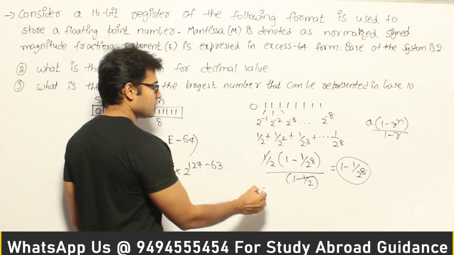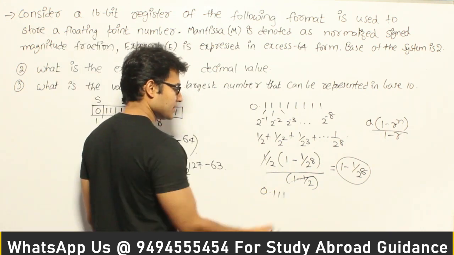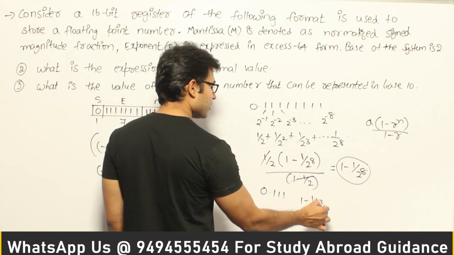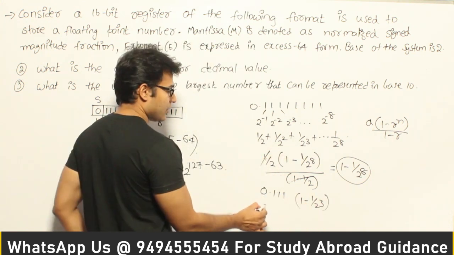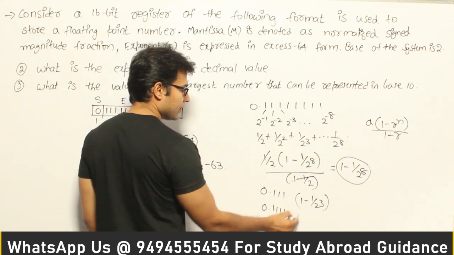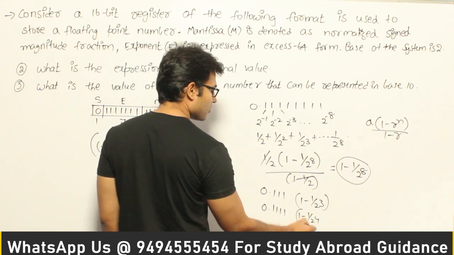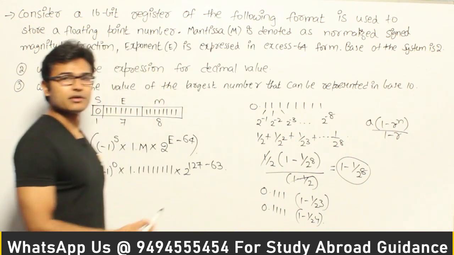So you can also remember it this way. If you have 0.123, 3 ones, then it is 1 minus 1/2^3. Using the same derivation you will get it, right? If I have 0.1234, then it is 1 minus 1/2^4, right? You can remember it that way.